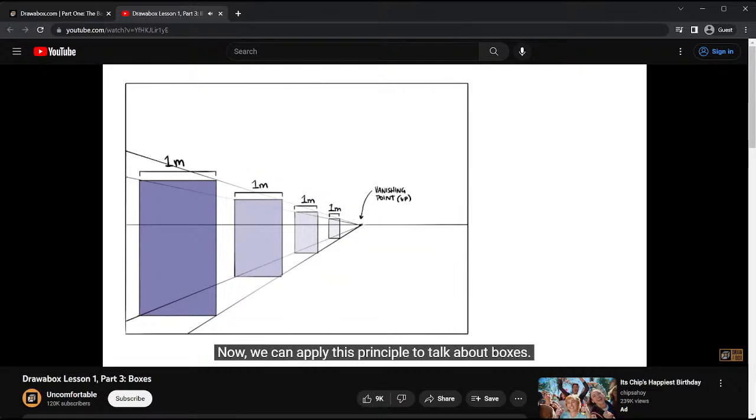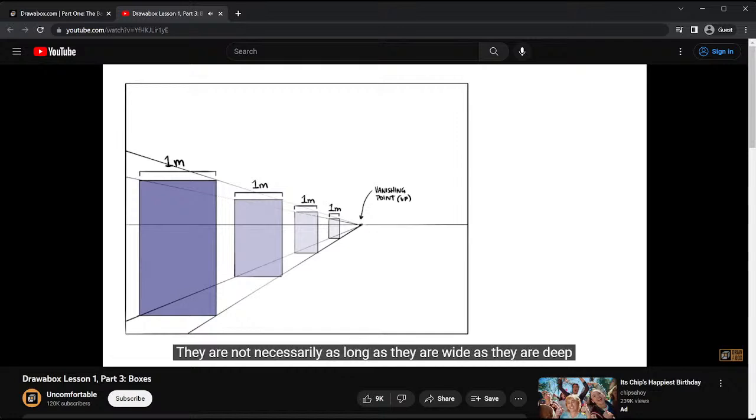Now, we can apply this principle to talk about boxes. I like boxes. Boxes are great. Boxes are great because they summarize the very core of what three-dimensional space is, because a box has 3 dimensions to it. It has no more than that. It's a very simple form. It doesn't have to be a cube. Keep that in mind. When I talk about boxes, I'm not necessarily saying anything about cubes.